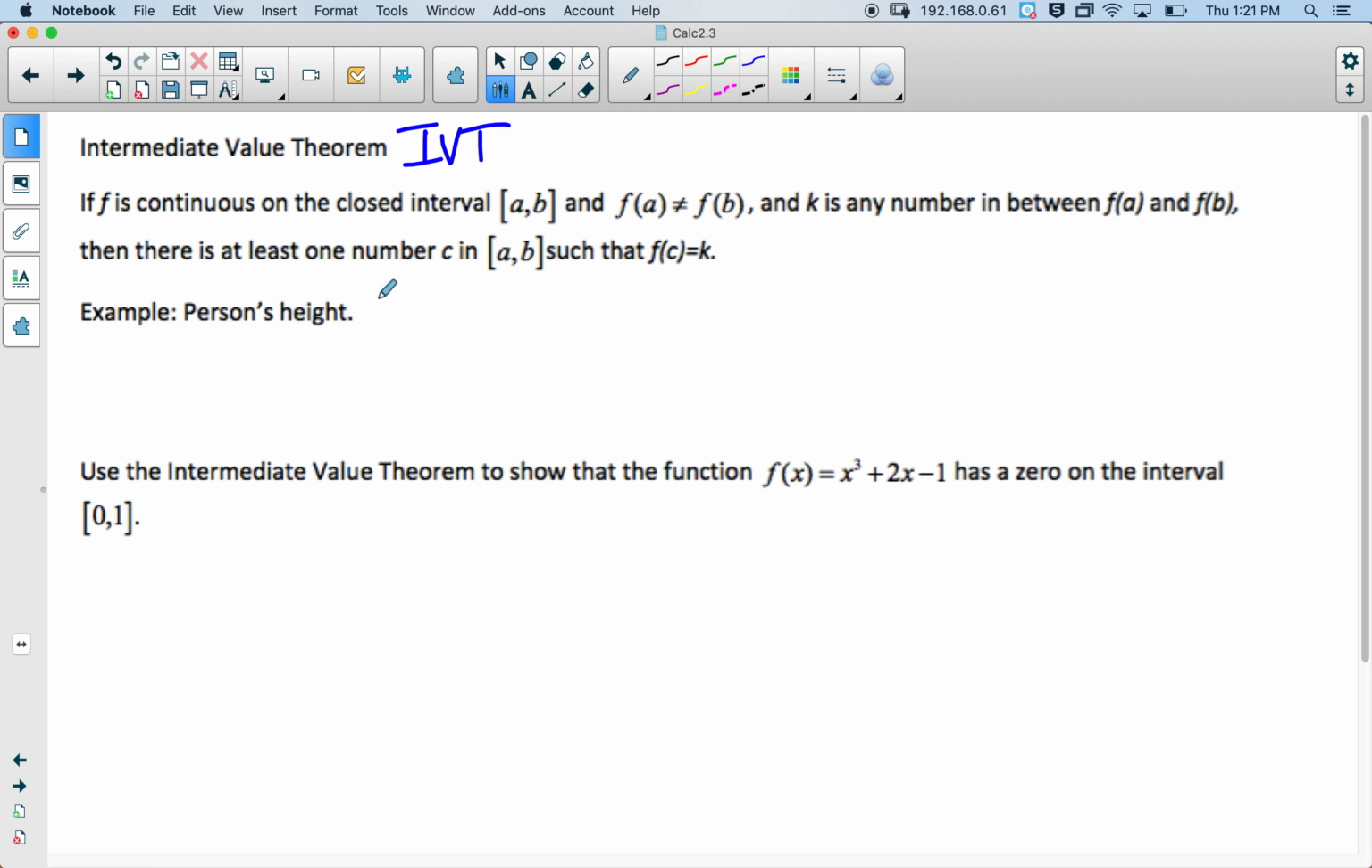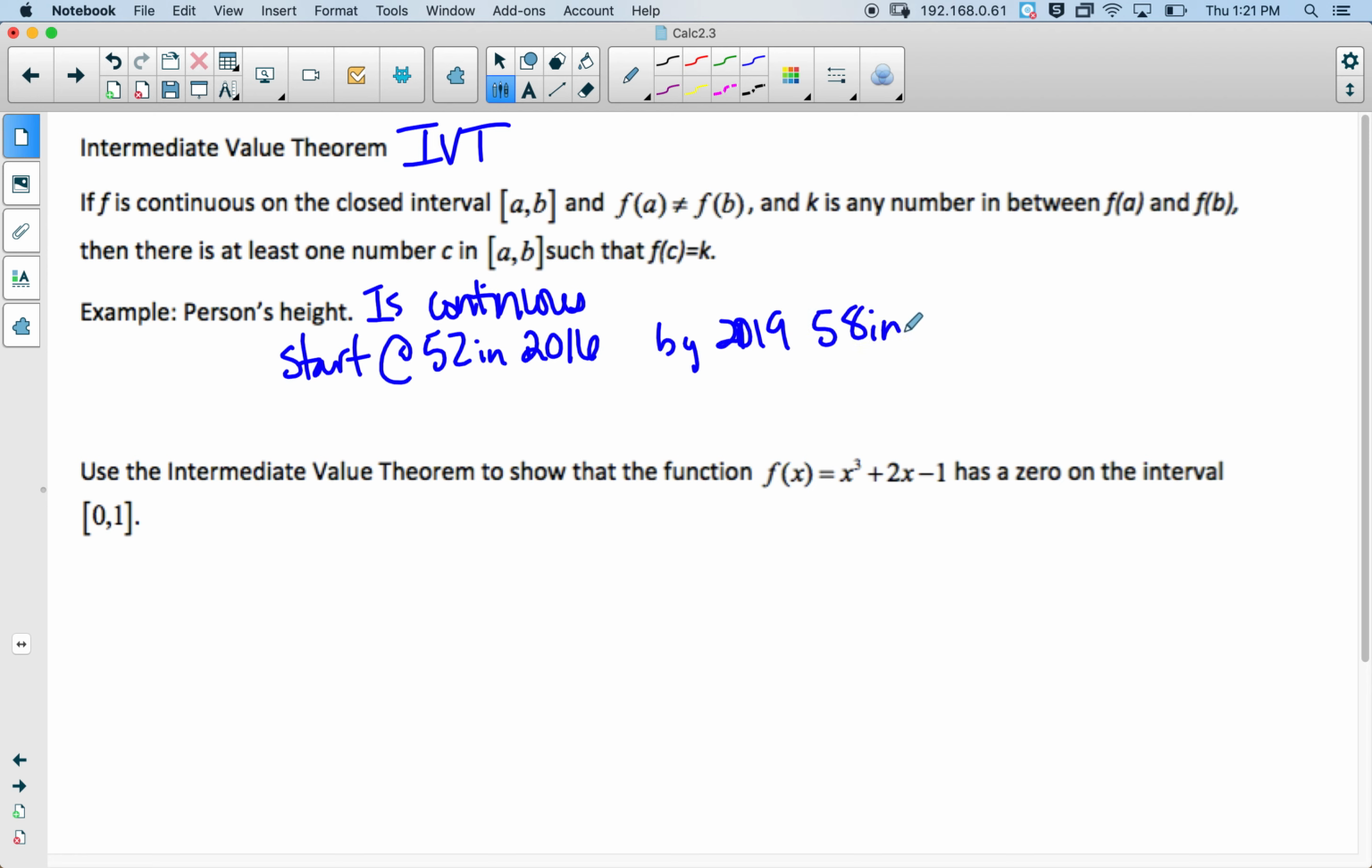So first of all, a person's height is a continuous function. You don't just wake up and in one instant you grow 2 inches. You grow continuously. So let's say that you start with a height of 52 inches in the year 2016. That's your physical. And then by 2019, you are 58 inches tall. You know that between 2016 and 2019, you were all those heights in between 52 and 58.